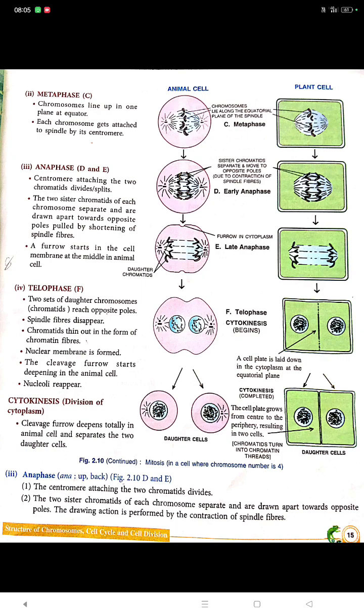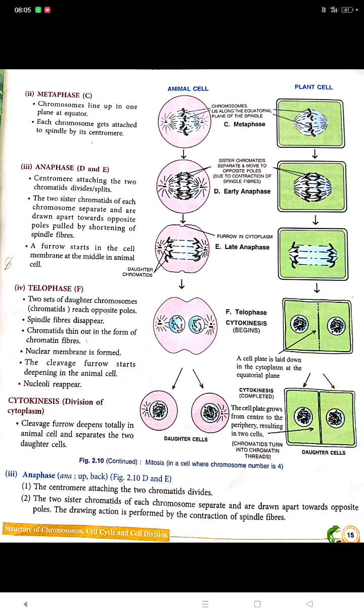Next, telophase. Two sets of daughter chromatids reach opposite poles. The centrioles also reach the two poles of the cell. The nuclear membrane is formed again. The furrow starts deepening, more furrow, and the nucleoli reappear.